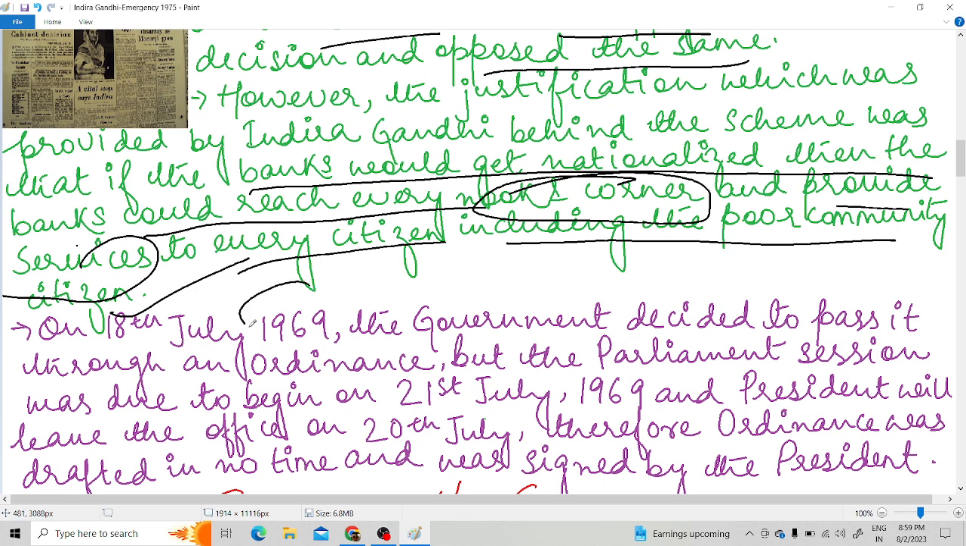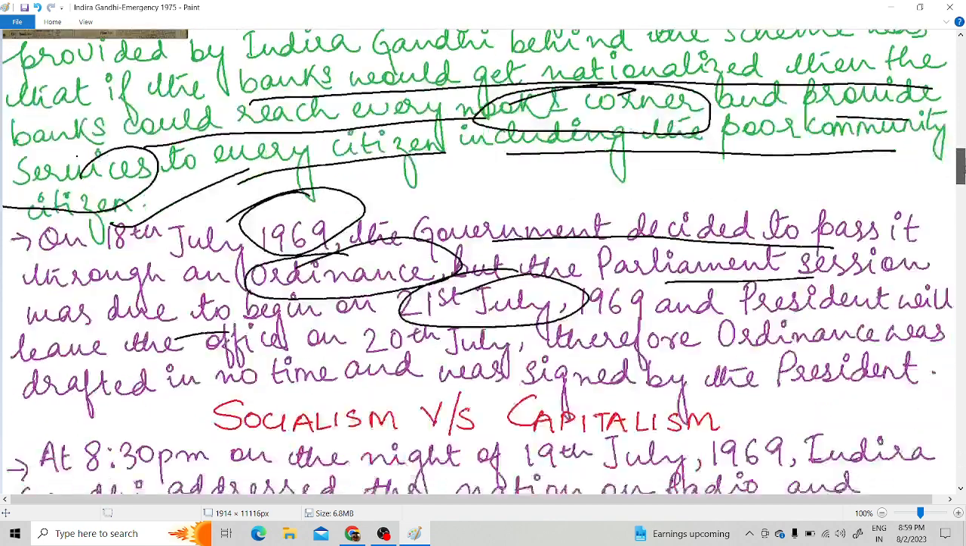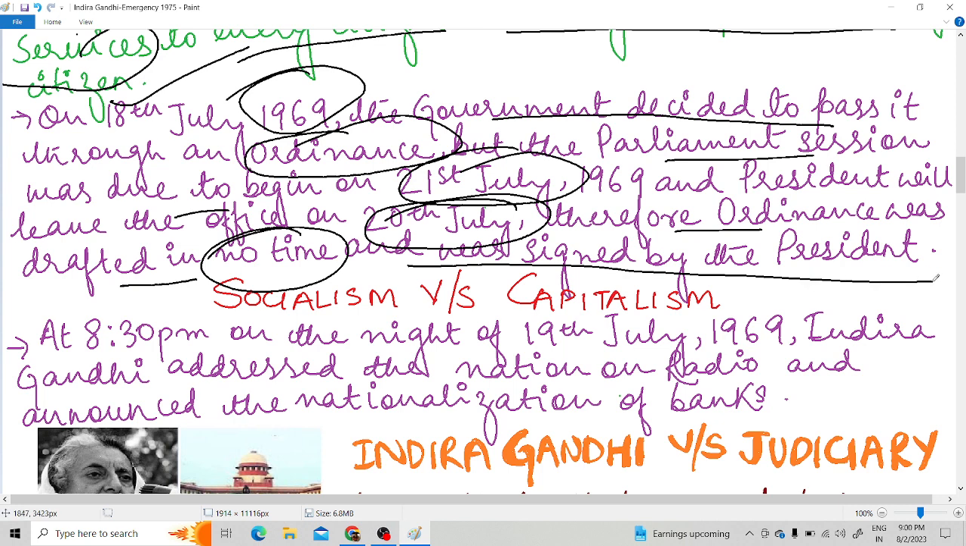On 18 July 1969, the government decided to pass it through an ordinance. But the parliament was due to begin on 21st July, and the president would leave office on 20th July. Therefore, the ordinance was drafted in no time and was signed by the president. So, it was decided on 18 July and came into force on 19 July. Now you can understand how quickly this happened.